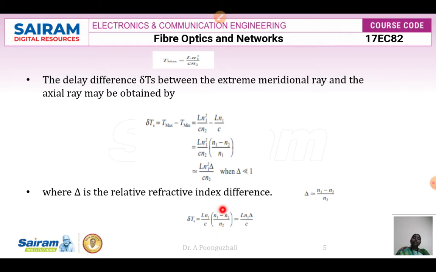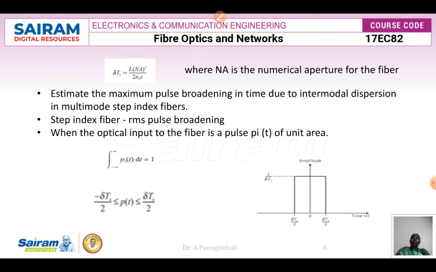This (n1 minus n2) by n2 is nothing but delta. So I can write the relative refractive index, that is your delta Ts, the delay difference is going to be L n1 delta by C. So here delta Ts, in terms of numerical aperture, can be written as L into NA the whole square by 2 n1 into C, where NA is nothing but the numerical aperture of the fiber.